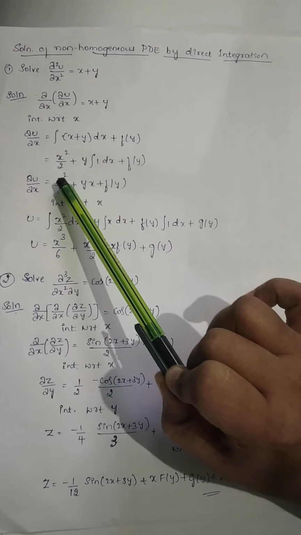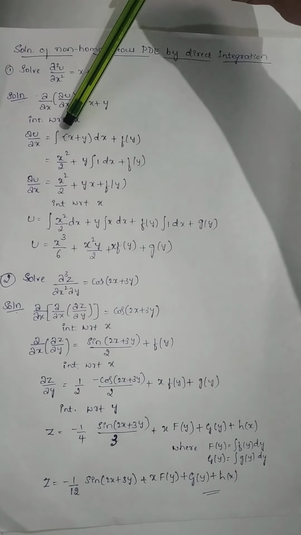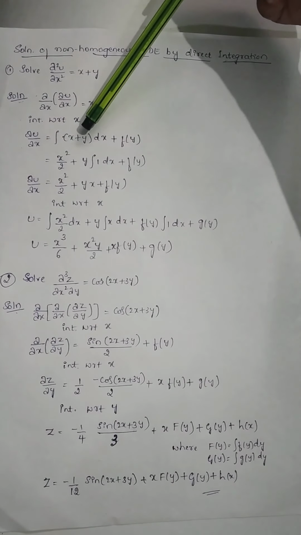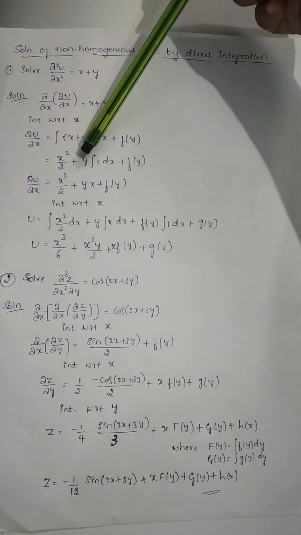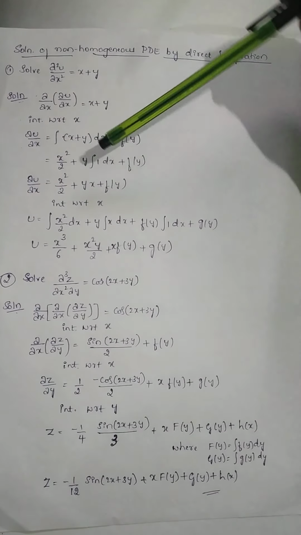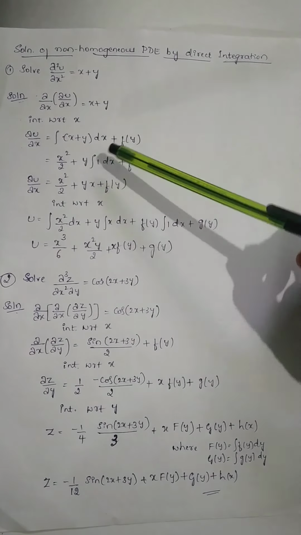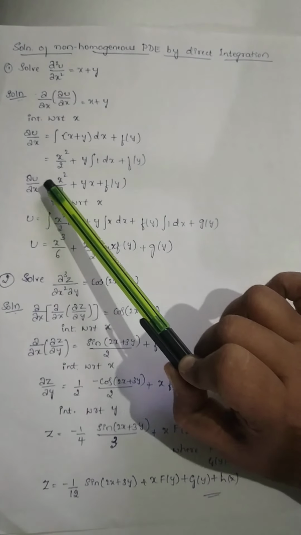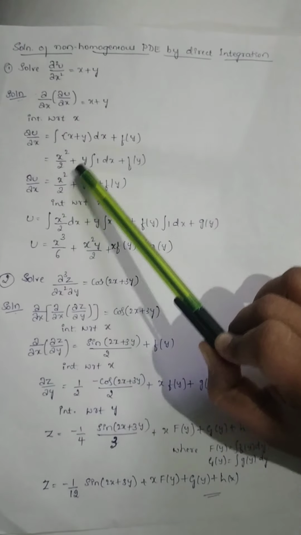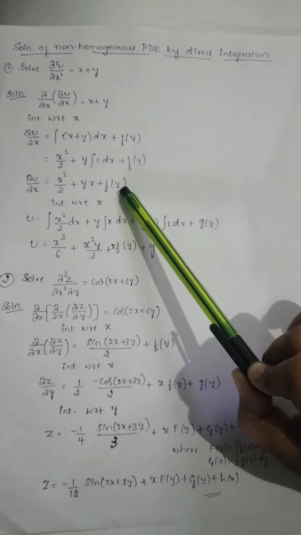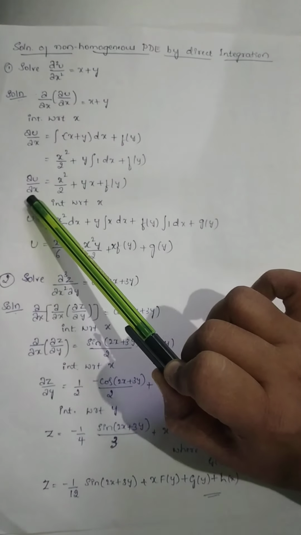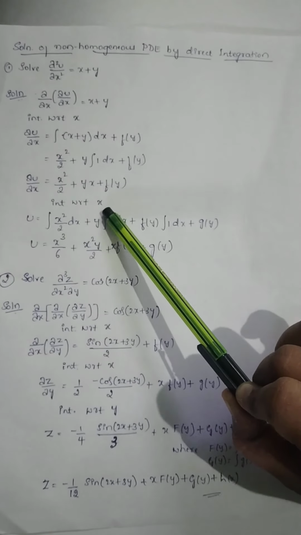So the integration constant c1 is written as a function of y because y is a constant. Now we'll see the answer of the integration. Integration of x with respect to x will be x square by 2, and here y is a constant, so we take y outside, and integration of 1 will be x. The integration constant stays as it is. So the answer for del u by del x is x square by 2 plus y into x plus f of y. Again in this expression we need to remove the differential operator del by del x by integration with respect to x.